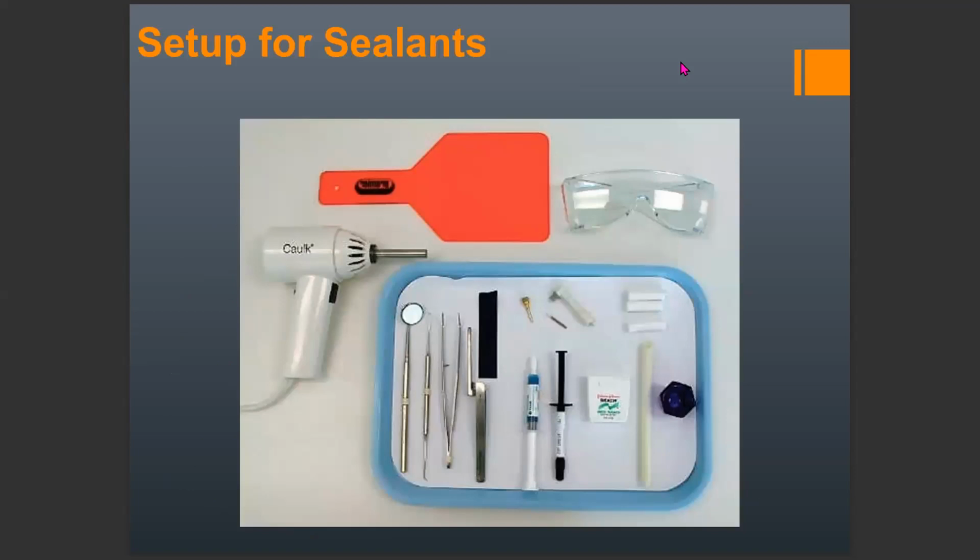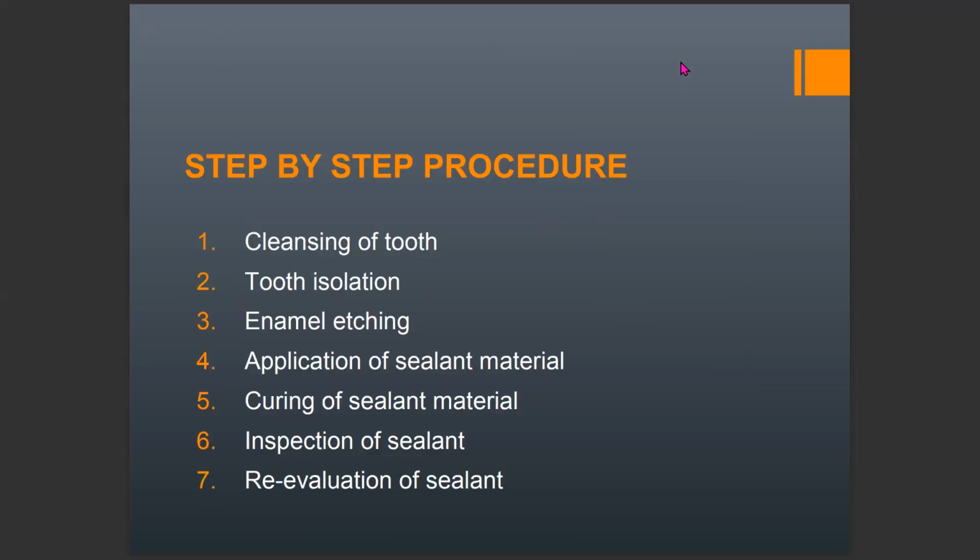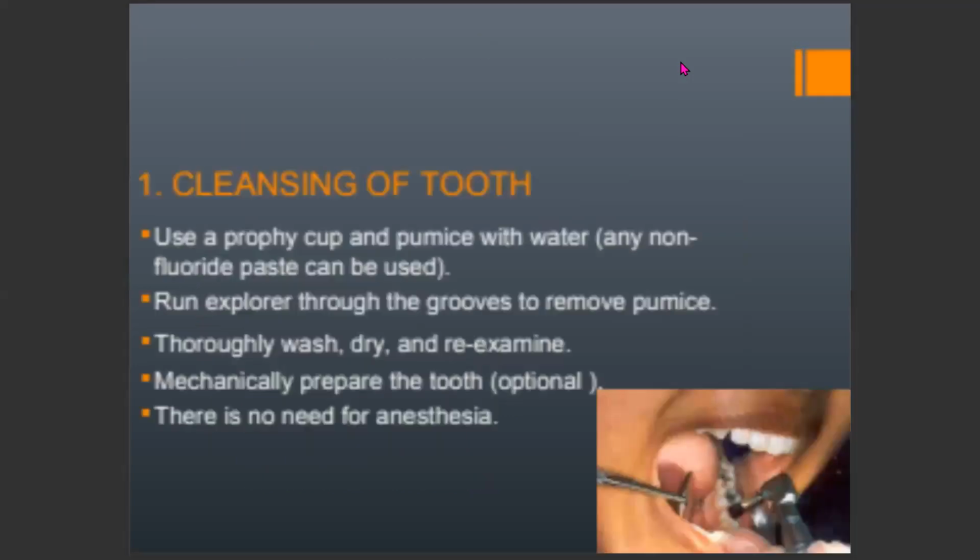Setup for the sealants: these are the required instruments to be used for pit and fissure sealants. Step-by-step procedure. First is the cleansing of the tooth. Second is tooth isolation, then enamel etching, then application of the sealant material, then curing of the sealant material, inspection of the sealant, and re-evaluation of the sealant to be done in the end.